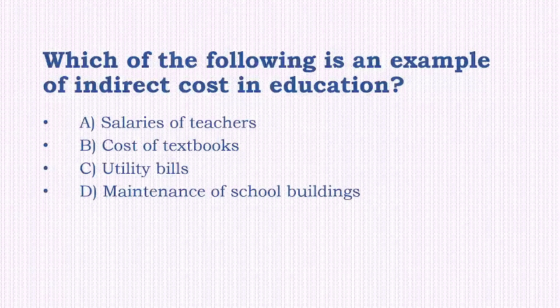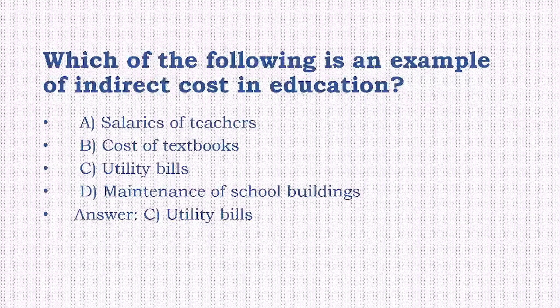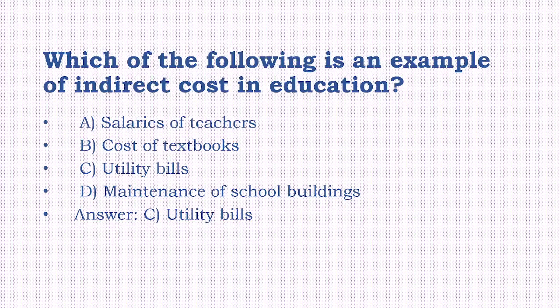Next, which of the following is an example of indirect cost in education? Option: salaries of teachers, cost of textbooks, utility bills, maintenance of school building. Answer of this question is utility bills.